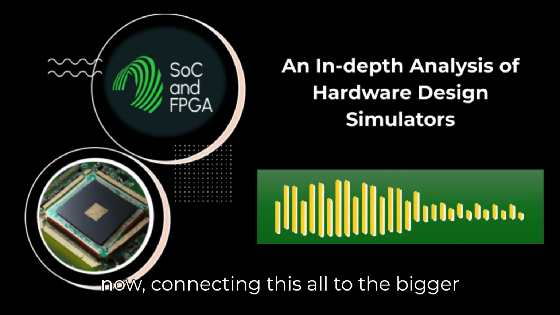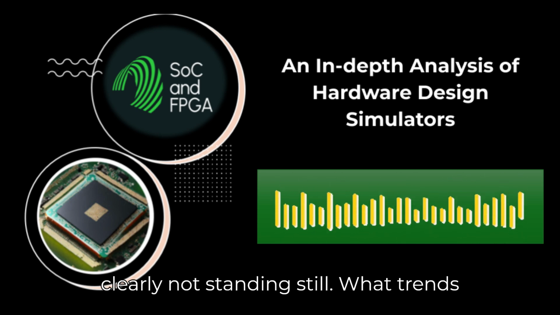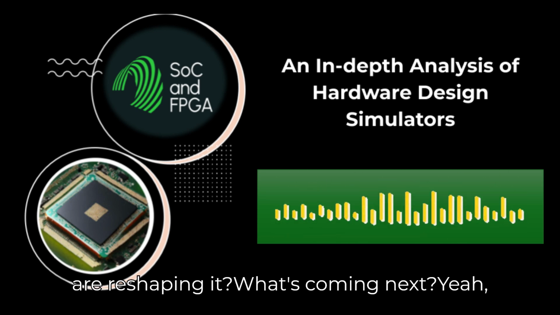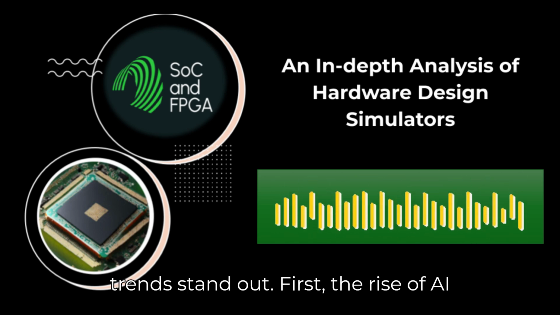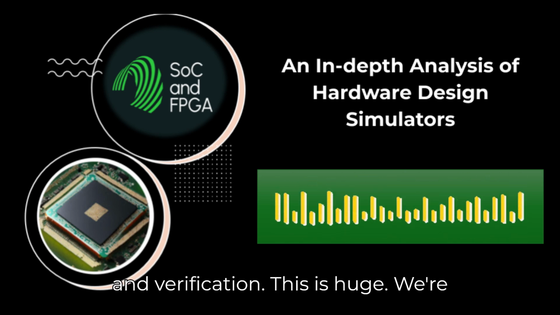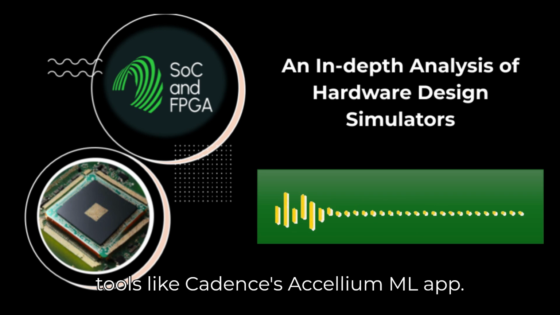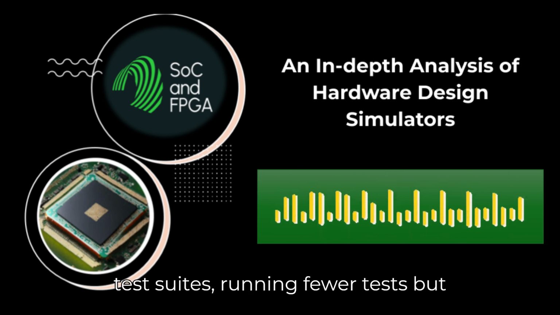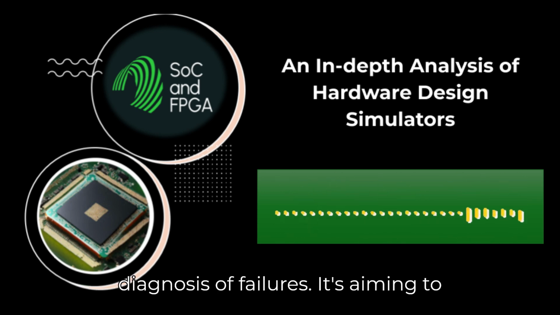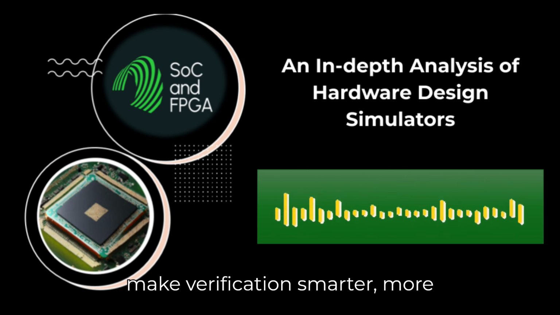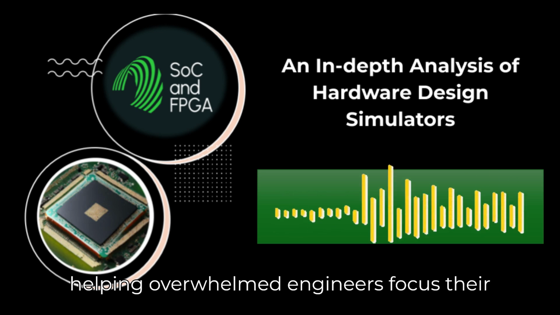Looking ahead now, connecting this all to the bigger picture, this HDL simulation market, even though it's mature, it's clearly not standing still. What trends are reshaping it? What's coming next? Yeah, it's definitely evolving. Several key trends stand out. First, the rise of AI and verification. This is huge. We're seeing machine learning integrated into tools like Cadence's Xcelium ML app. What's it doing? Optimizing regression test suites, running fewer tests but finding more bugs. Predicting where bugs are likely to hide. Speeding up the diagnosis of failures. It's aiming to make verification smarter, more data-driven, less brute force. So AI helping overwhelmed engineers focus their efforts.